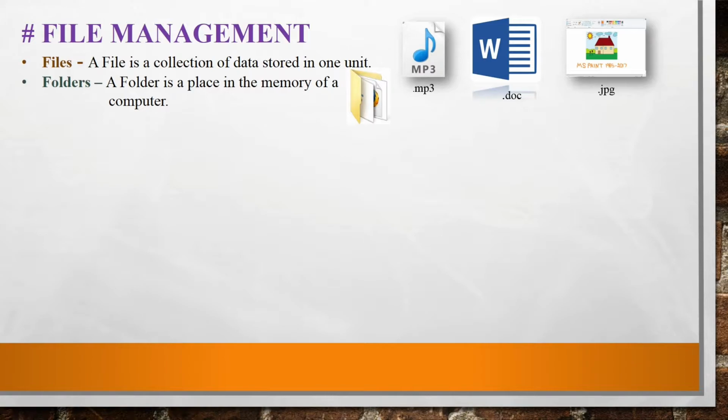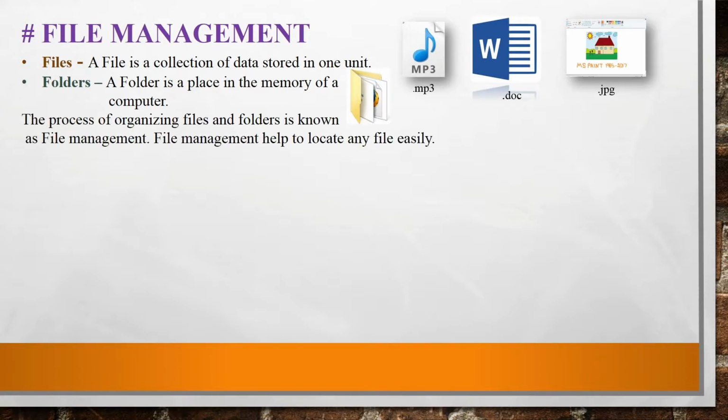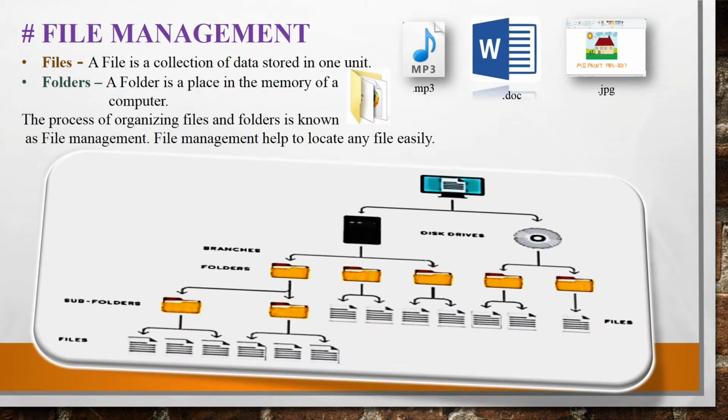File management on a computer is similar to arranging books in a shelf. Just like similar types of books are kept in a particular section in a bookstore, in the same way we can store files and folders on a computer. To put similar files into folders, you have to create, select, copy, move, and rename files and folders. This process of organizing files and folders is known as file management. File management helps to locate any files easily.